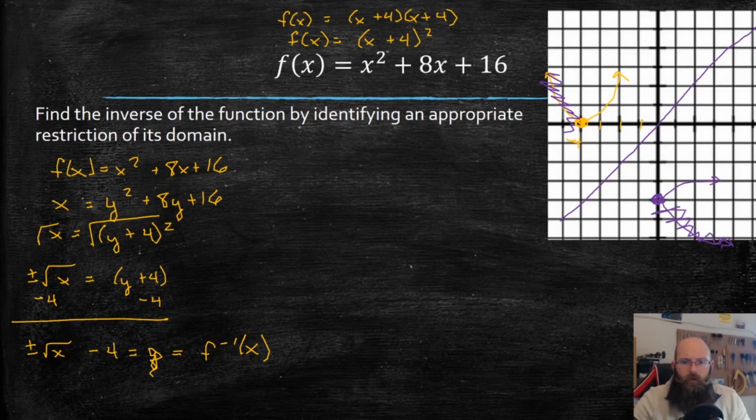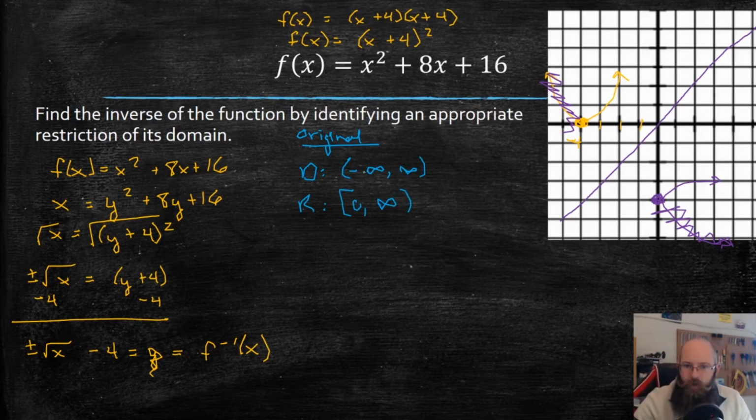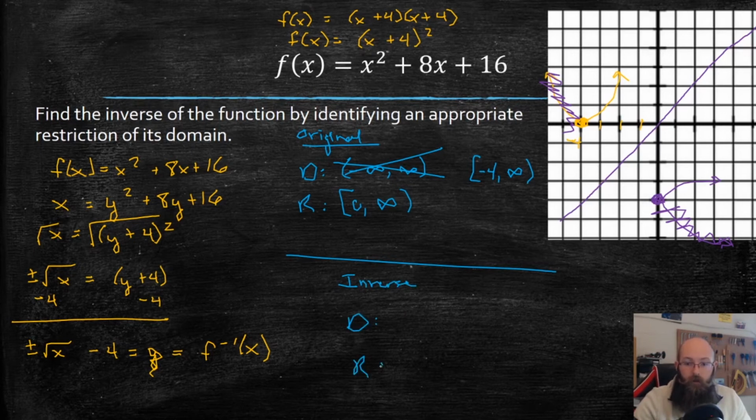Of my original, my domain, assuming I still left all of it, is all real numbers. So I'll write negative infinity to infinity. And my range was from 0 up to infinity. But I restricted it now. I cut off that left half of that parabola. So it's no longer this, but instead it is negative 4 to infinity.